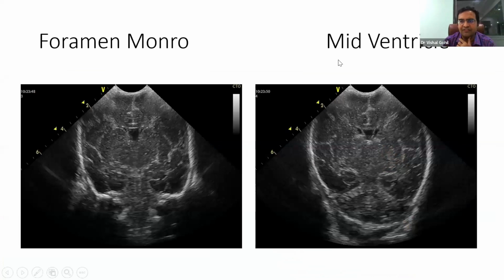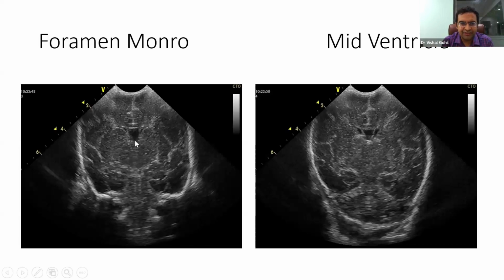This is your foramen of Monro and the mid-ventricular coronal view, and most people are confused with these two pictures because they look the same. We see it in 3D and we can understand the anatomy, but when you see the real image, it is difficult to appreciate which one is the foramen of Monro and which one is the mid-ventricular. So this is your foramen of Monro.